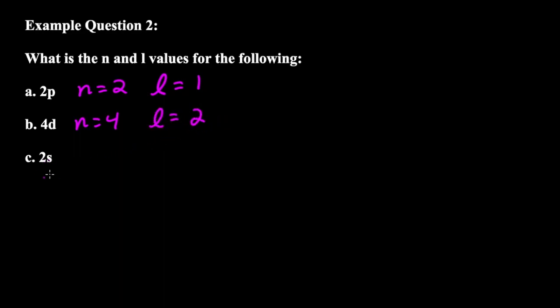And when you have this 2s right in here, well, this 2 right here tells you the N value, how far you are away from the center. And so that's going to be N equal to 2. And then when you have an S, that's going to be L equal to 0. And so these are all the N and L values for each one of these.